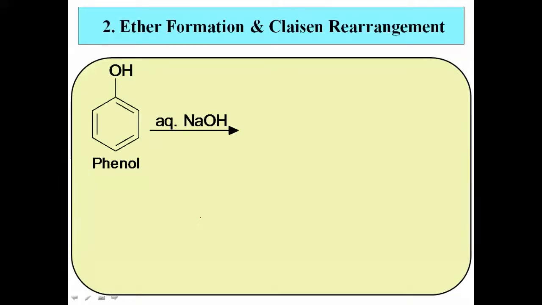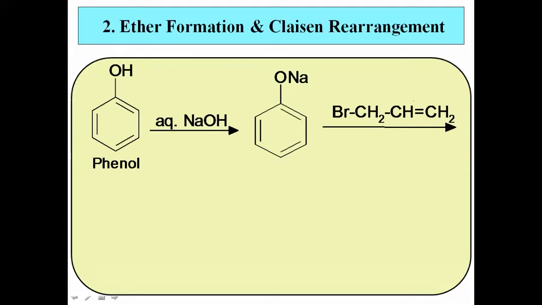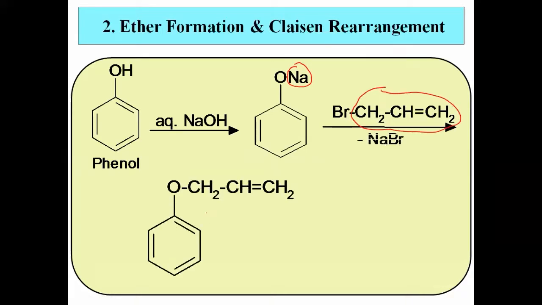Again, when phenol is treated with the aqueous NaOH, in the first step, that hydrogen is replaced by sodium. We get the sodium salt of phenol. It on further reaction with allyl bromide. The name of this compound is allyl bromide. Now what happens here? Here also same type of reaction takes place. That sodium is replaced by this allyl group, and we get the corresponding ether. And this is nothing but the allyl phenyl ether.